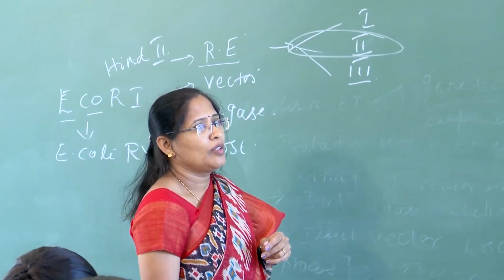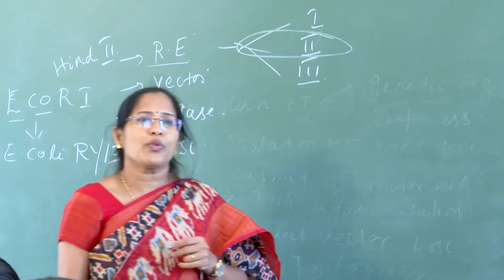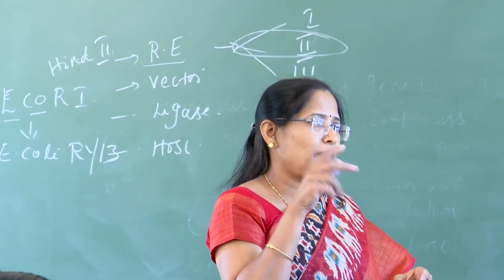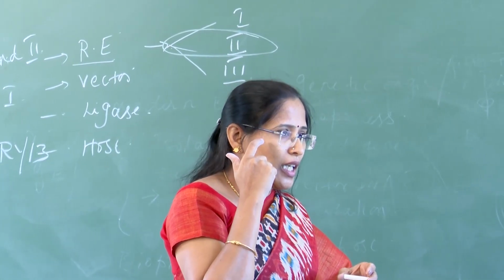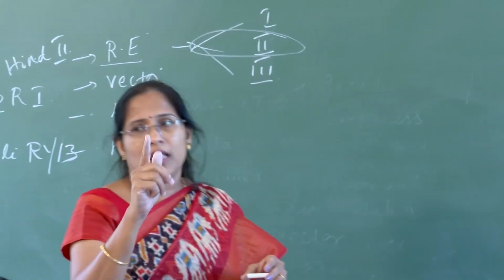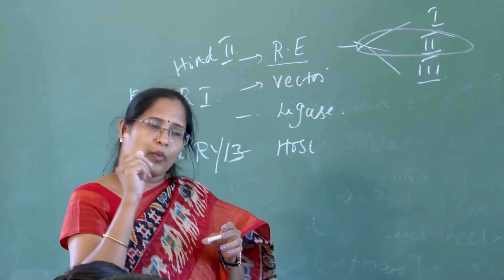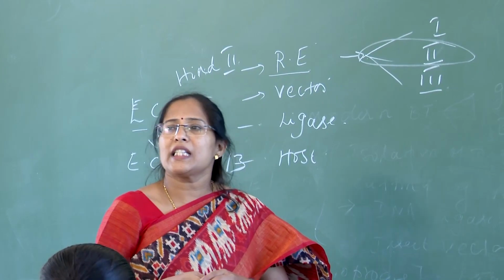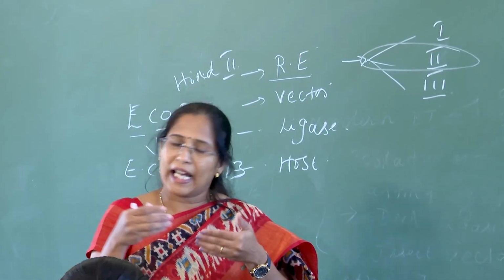Okay. So what type of ends will restriction endonucleases develop? Sticky ends or blunt ends? Sticky ends. Got it now? Why do we want sticky ends? So that it is easy for them to go and ligate.